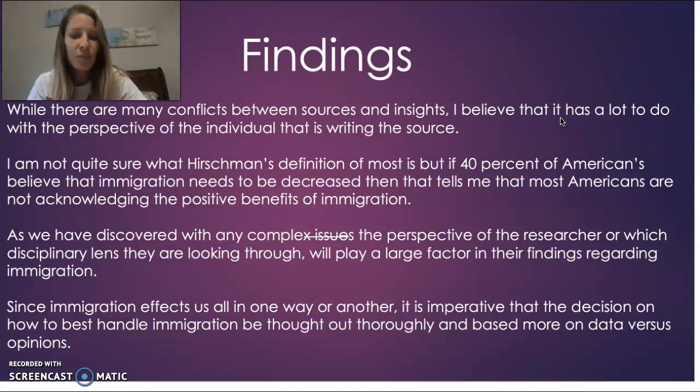His definition of "most" is: what if 40% of Americans believe that immigration needs to be decreased? Then that tells me that most Americans are not acknowledging the positive benefits of immigration. As we have discovered with any complex issue, the perspective of the researcher, or which disciplinary lens they are looking through, will play a large factor in their findings regarding immigration. Since immigration affects all of us in one way or another, it is imperative that the decision on how to best handle immigration be thought out thoroughly and based more on data than opinion.